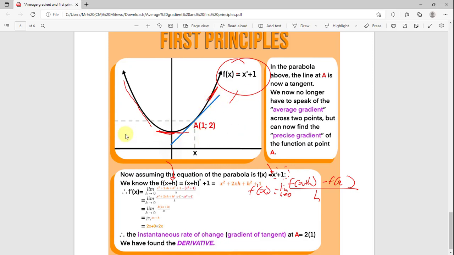We know that the gradient of a horizontal line like this would simply be equal to 0. That makes sense. A horizontal line has a gradient of 0, and therefore that makes sense when you're dealing with the gradients of the tangents to the curve. In other words, the first derivative is going to be equal to 0.